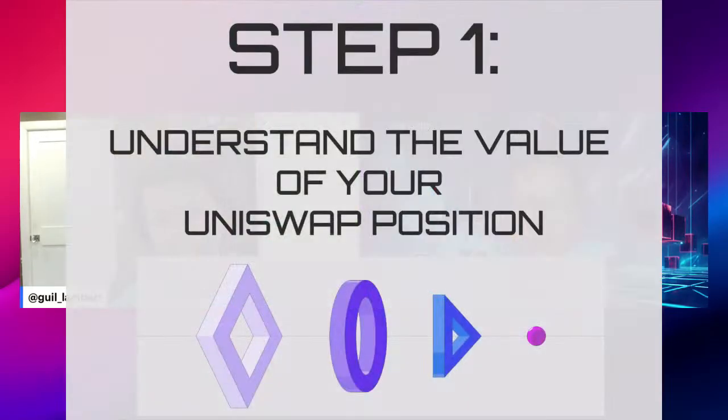So going back to the first step, which is understand the value of your own Uniswap position. I'll share the screen. A lot of what you'll see is going to be on the main interface of the Panoptic interface. And maybe let's start.